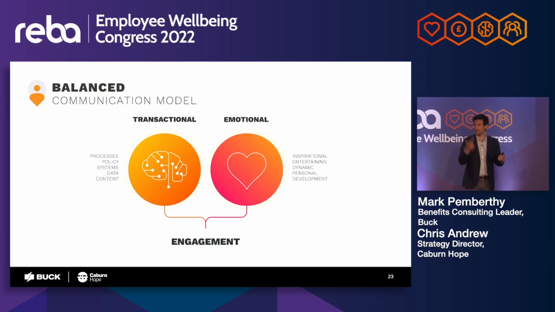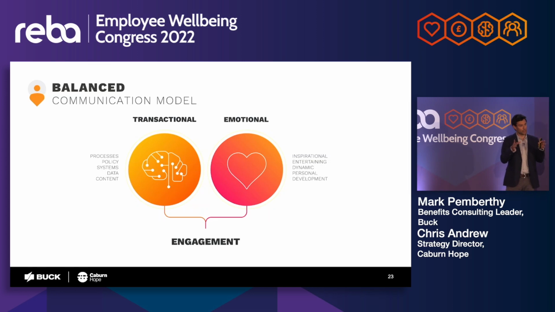You need to get the process right, and the systems and the policy. Absolutely, it's fundamental. But it doesn't necessarily drive emotional connection and emotional investment. And that's where that emotional aspect, what is it that makes it inspiring and meaningful and personalised and dynamic and relevant to those individuals, that really gets people connected and emotionally invested in the future success of the organisation. So ensuring that you've got those two aspects are really key.